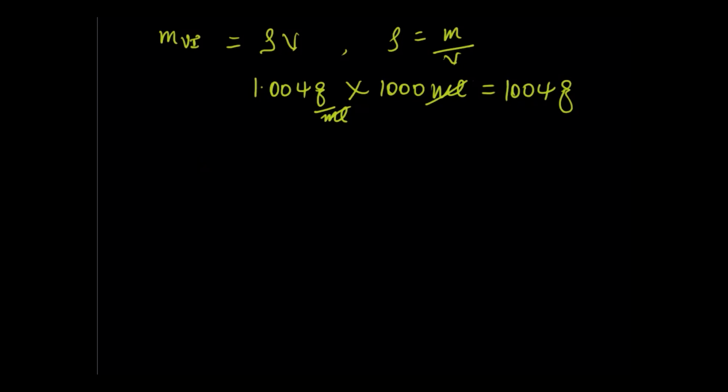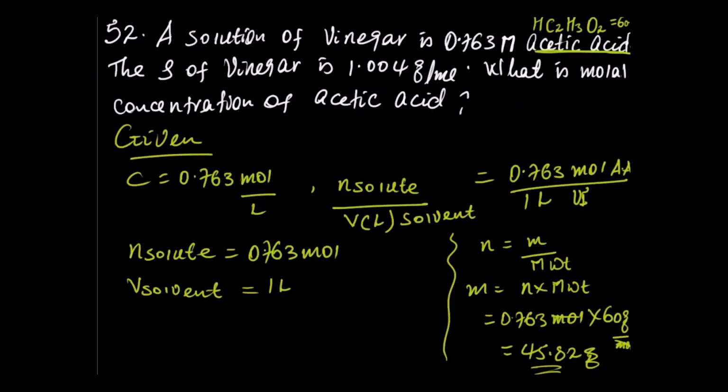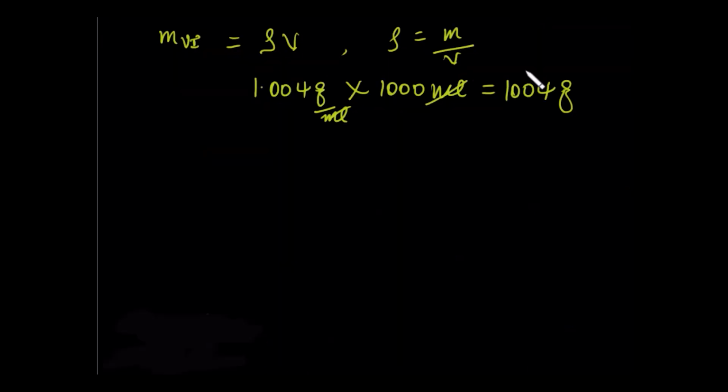Why do we need the mass of solvent? Molality is moles of solute divided by mass in kilograms of solvent. Molality is moles of solute divided by mass in kilogram of solvent. So the mass of solvent is the mass of vinegar, from the density of vinegar and molecular mass. Then substituting directly.